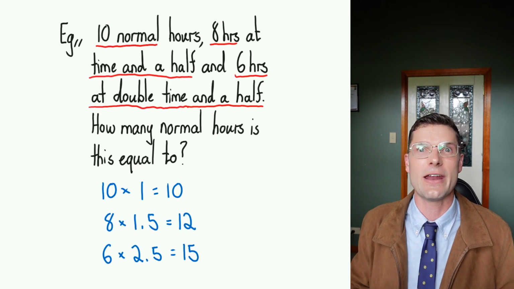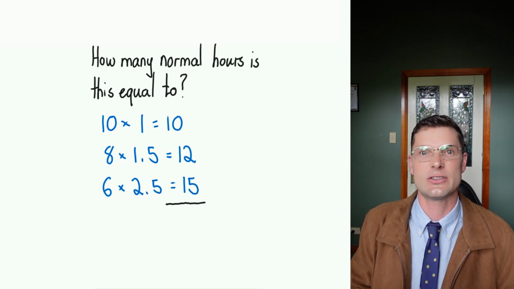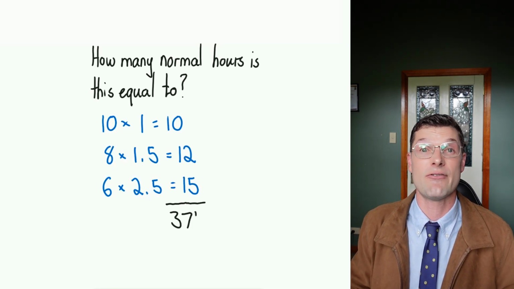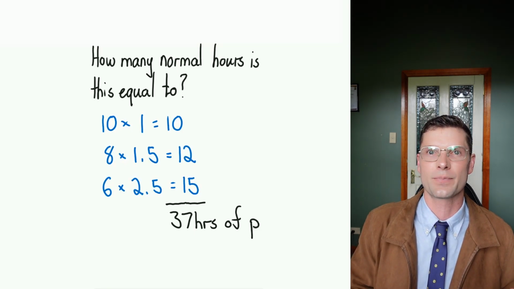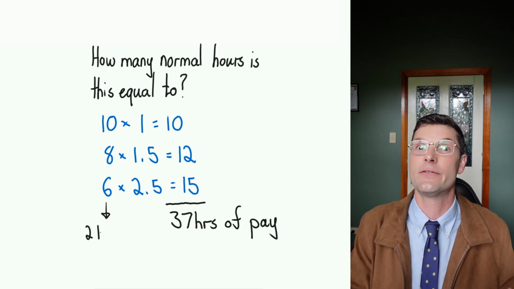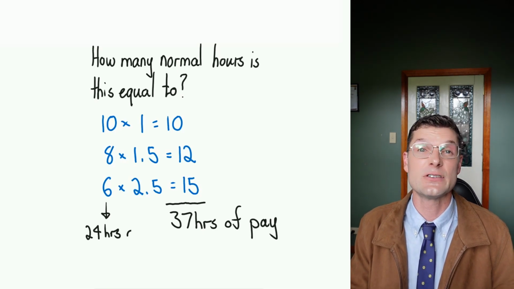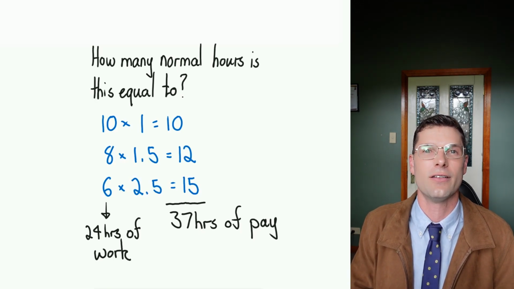Now my total amount of normal hours for these shifts is just those numbers added together. 10 plus 12 plus 15 is 37 hours of normal pay that I got for way less work. If we did add those up, I've got 10 plus 8 plus 6, so I've worked for 24 hours. So the difference between these two things is 13 hours of free time that I've basically got, but I have been paid for.